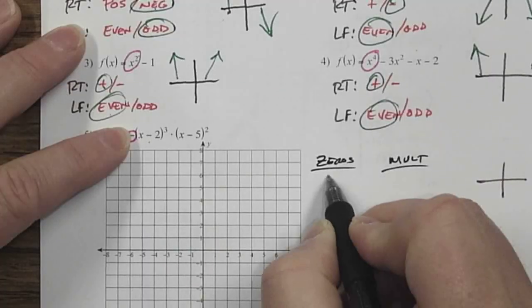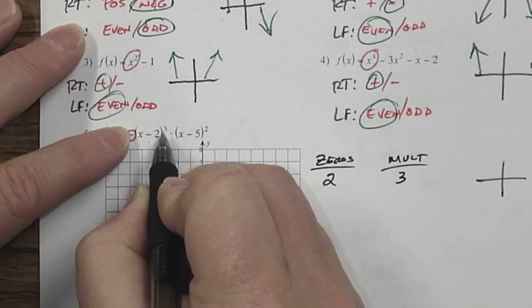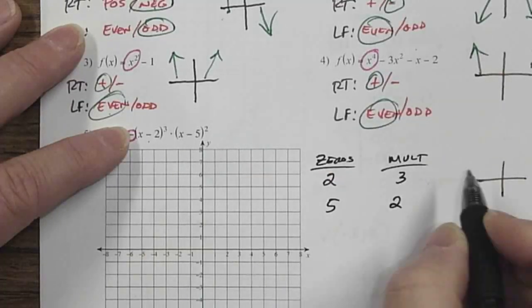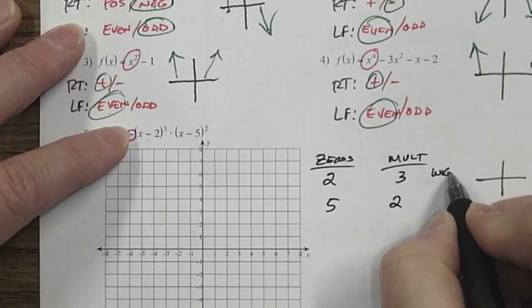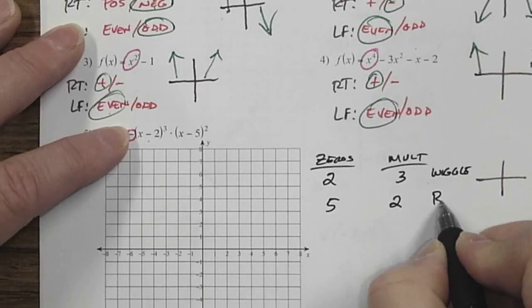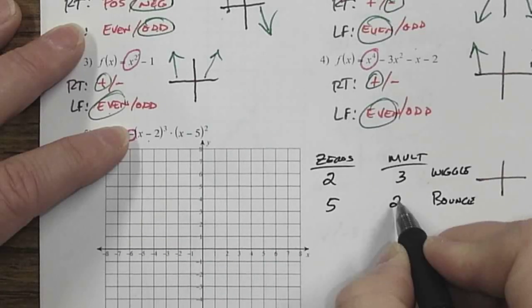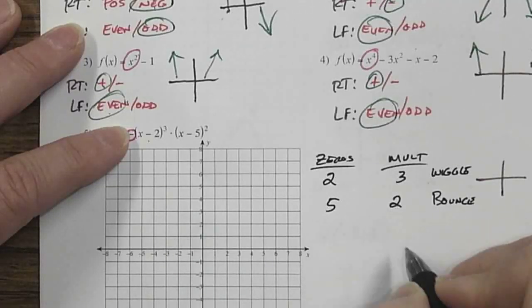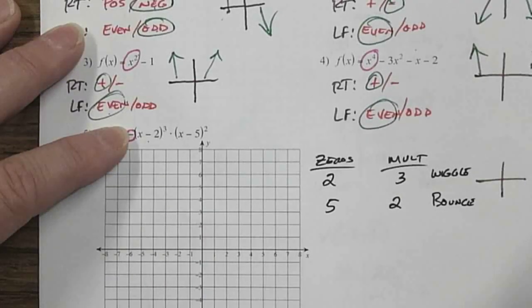So we get a 0 here at 2 with a multiplicity of 3. A 0 here at 5 with a multiplicity of 2. So that means this is a wiggle and this is a bounce. Anything odd greater than 1 wiggles, anything even bounces, and if it's a 1, then it just crosses through.